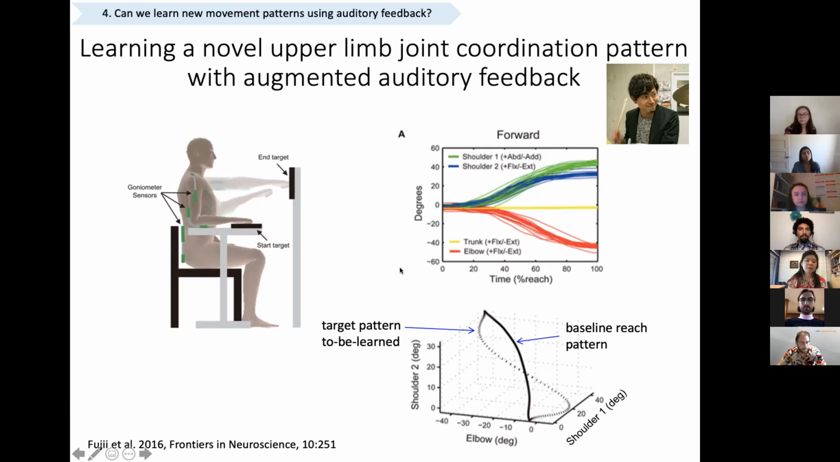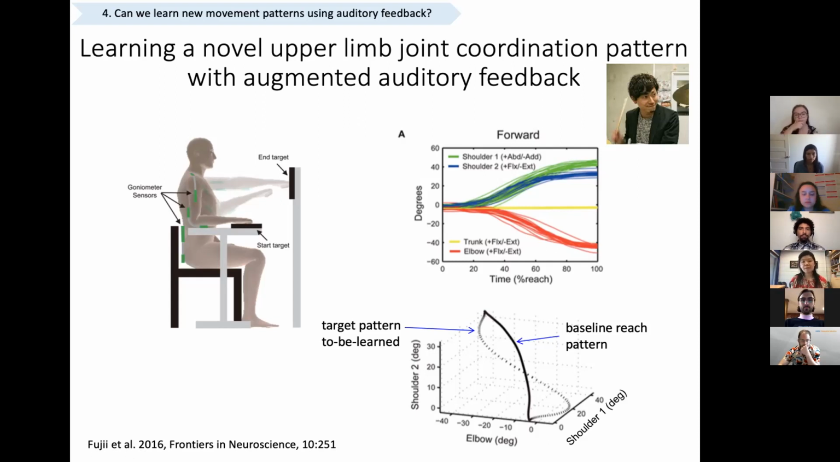And what we had participants do is that, at baseline, they just had to reach to this target. There's a starting target and an end target, and they had to reach to touch that, and we recorded the patterns of joint coordination. That's what's depicted in this bottom panel here. This is the baseline reaching pattern. And then what Shinya did is that he manipulated this trajectory so that there was a new target pattern that participants had to learn. So they had to do something unique or novel or different with their arm in order to get to the target.